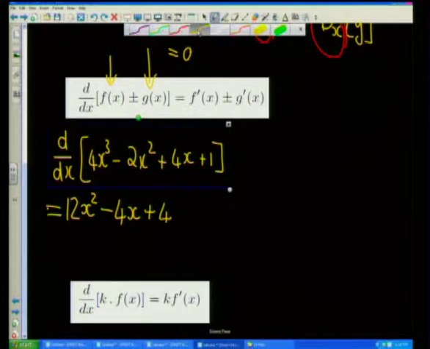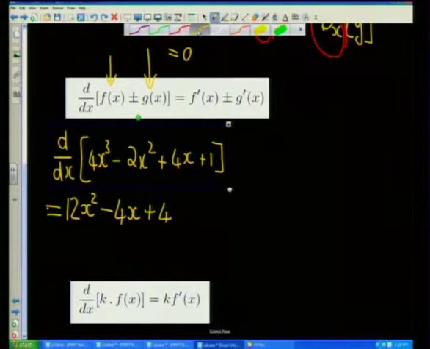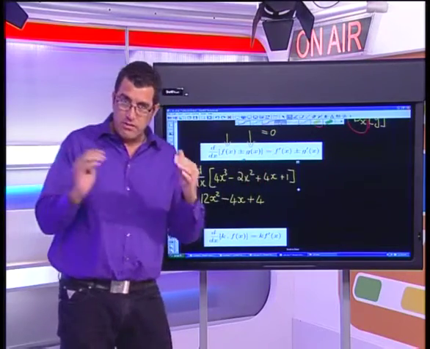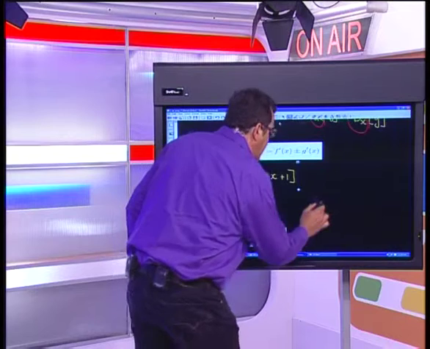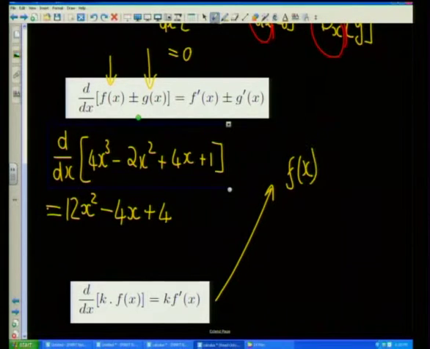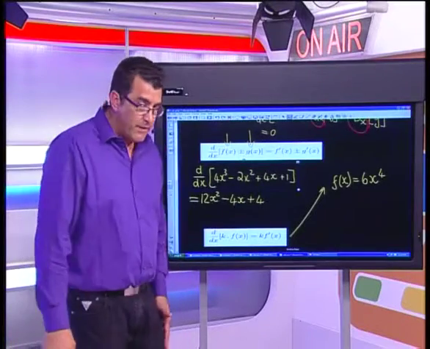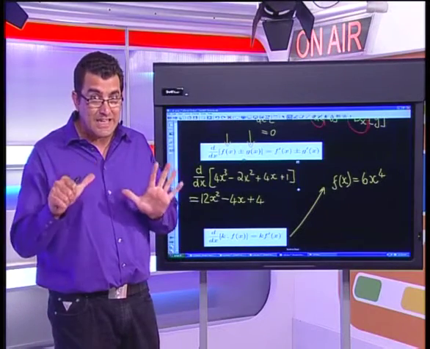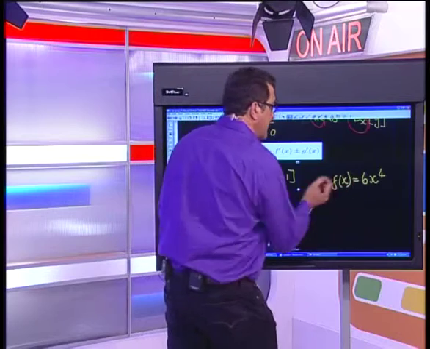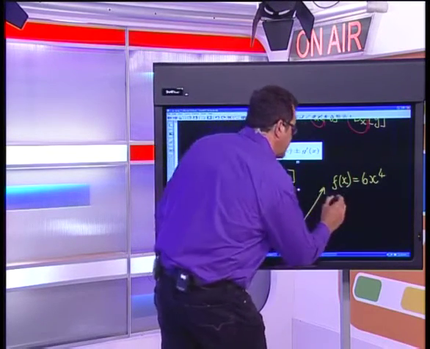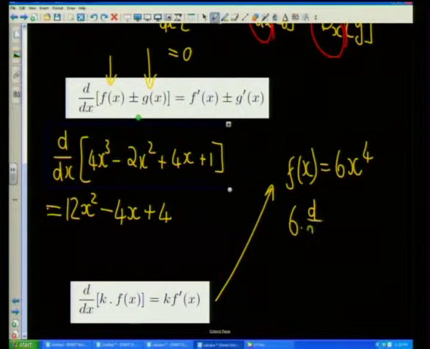Now, this rule says k multiplied by f of x, which means, remember, k is a constant. I want to differentiate with respect to x, k multiplied by the function f of x. Now, they say that's the same as removing the k and multiplying it with the derivative. Now, let's see a simple example. A simple example would be to say f of x is 6x to the power of 4. Okay, I want to differentiate that thing. Now, can you see the constant in this case is the 6? So before I differentiate it, I can say I need to say this is 6 times the derivative d dx of x to the power of 4.